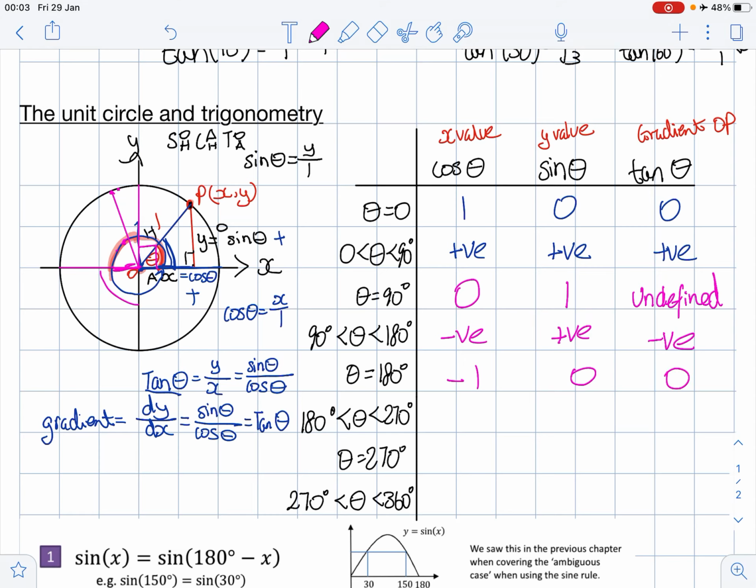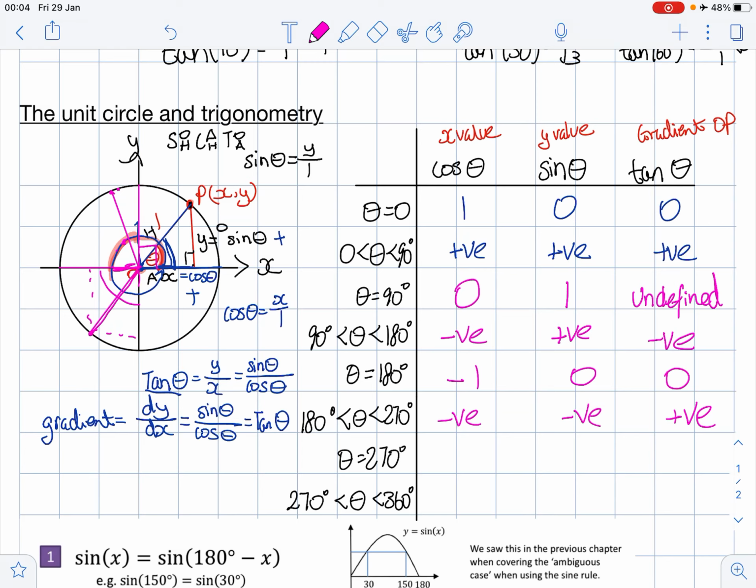Then we're going to look at the angles in the range between 180 and 270. If we pick any point here, the values for my x are going to be negative. So let's pick this point here. The values for my x are negative, and the values for my y are also negative. A negative divided by a negative gives a positive gradient, and as we can see, an upward slope is a positive gradient.